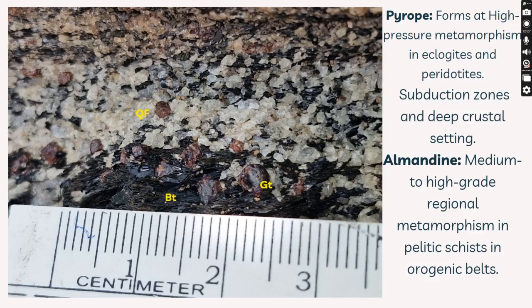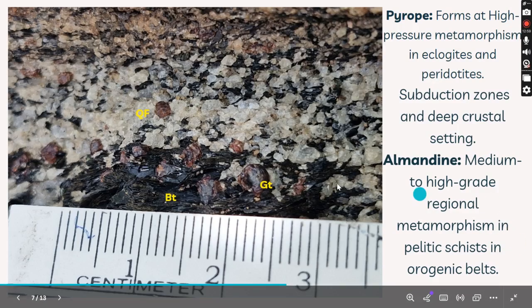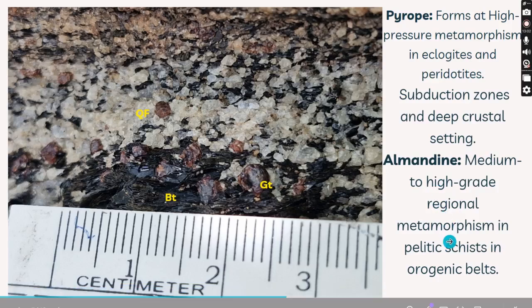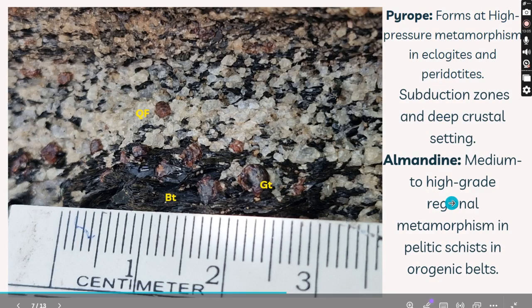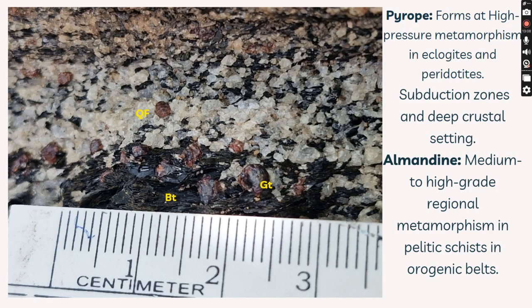Now further, let us see what the possibilities may be. Here again you see how well developed the crystals are, and as I have told, high grade metamorphism used to give grain size enlargement. Okay, so pyrope forms at high pressure metamorphism in eclogite and peridotites at subduction zones and deep crustal settings. And almandine is formed in medium to high grade regional metamorphism in pelitic schists in orogenic belts.